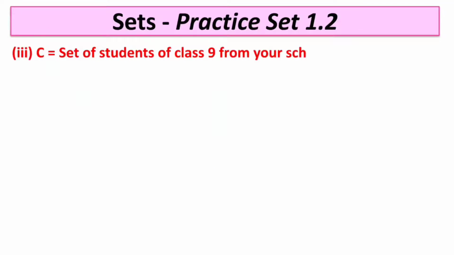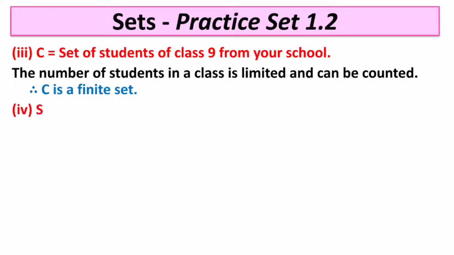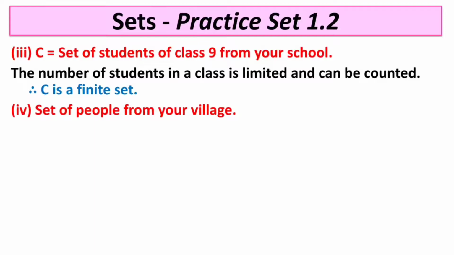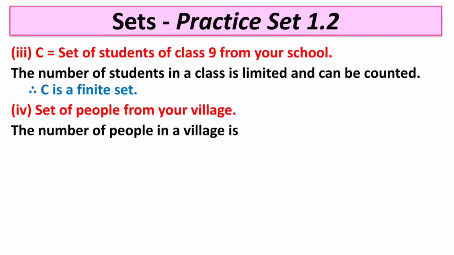The next problem is C is a set of students of class 9 from your school. The number of students in a class is limited and can be counted. That's why C is a finite set. Next problem is set of people from your village. Again, the number of people in a village is limited and can be counted. Therefore, the given set is a finite set.